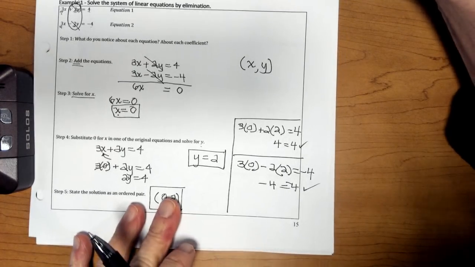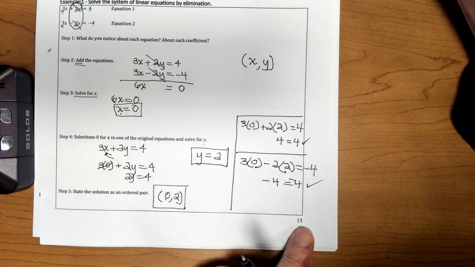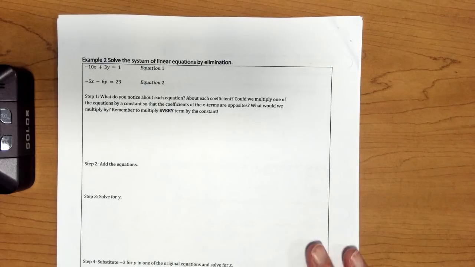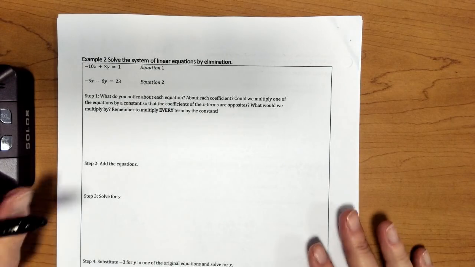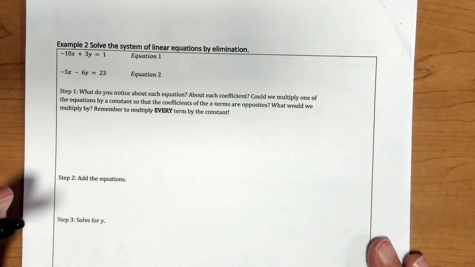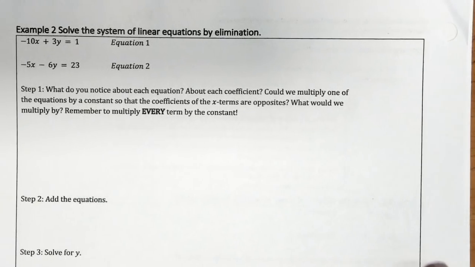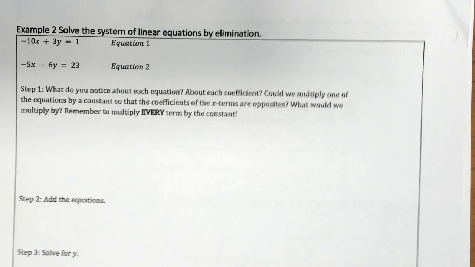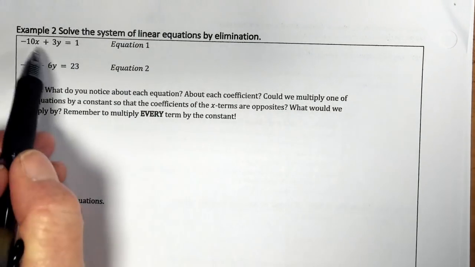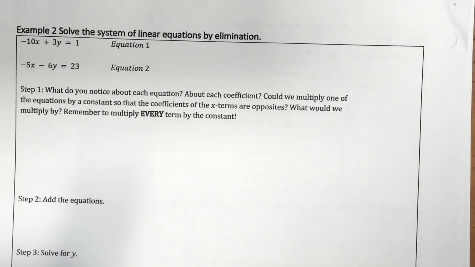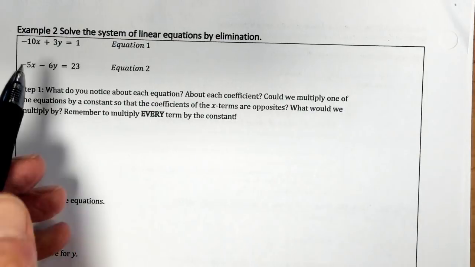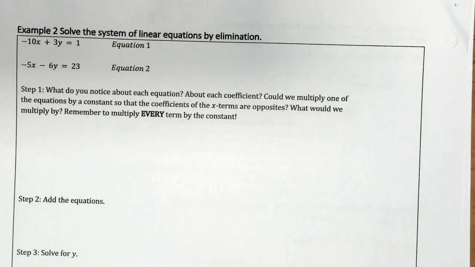Moving on to the next page, we're on page 15. I'm going to go ahead and turn the page and now look at example 2. So I'm going to blow this up just a little bit to make it easier to read. And you're going to see that I've got 10x plus 3y is equal to 1, and negative 5x minus 6y is equal to 23.